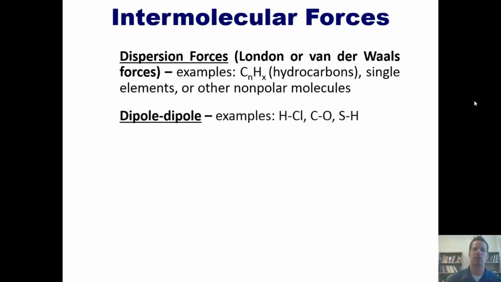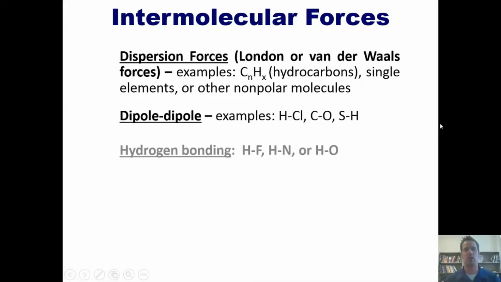Next in our lineup is dipole-dipole. These are molecules that do have a dipole, that is, one atom or more being more electronegative than another, so that there is a partial negative and partial positive somewhere, contributing to sticking molecule on top of molecule. We see dipoles in molecules, once again, where there are larger differences in electronegativity, such as HCl, carbon-oxygen, or sulfur-hydrogen bonds.